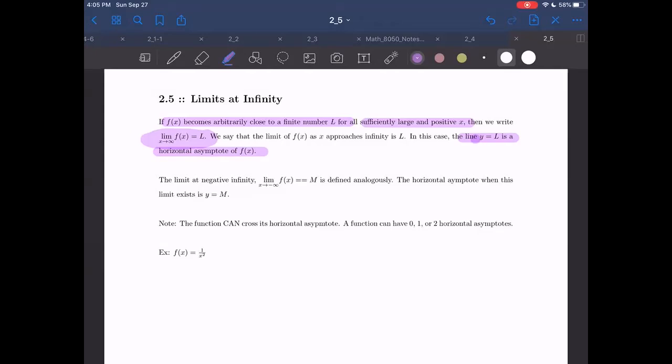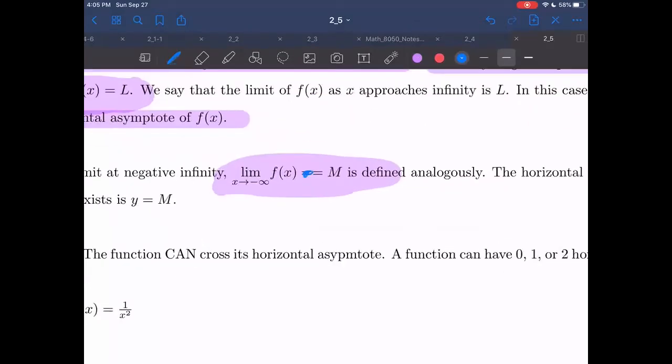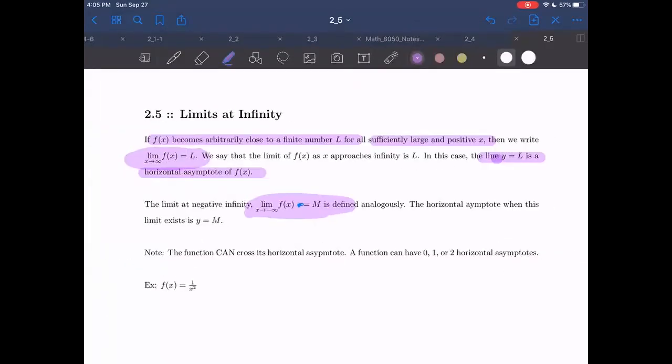Okay, we can also define the limit as x approaches negative infinity, and there should only be one equal sign in here. We can define the limit as x approaches negative infinity of our function f of x to equal m, just some value. And so the horizontal asymptote is the line y equals m. A function can cross its horizontal asymptote. It can't cross a vertical, but it can cross a horizontal. And a function can have 1, 0, or 2 horizontal asymptotes for the ones we'll be looking at.